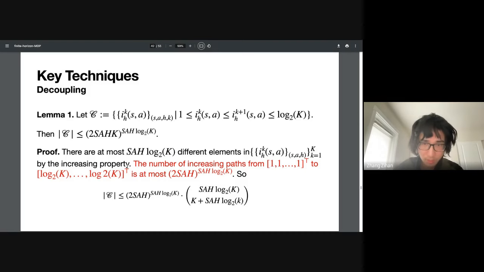Since the elements are not decreasing, we can roughly view it as an increasing path. So we can bound the number of such paths by this term, SAH to the power of SAH log 2k. And so by some basic combinatorics, we can bound the size of script C by this term.